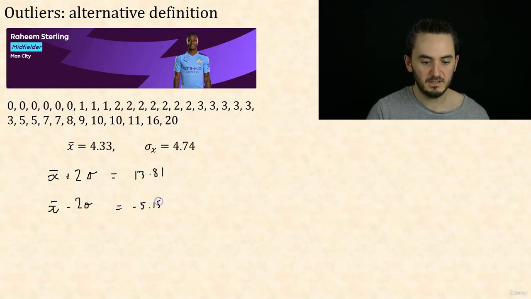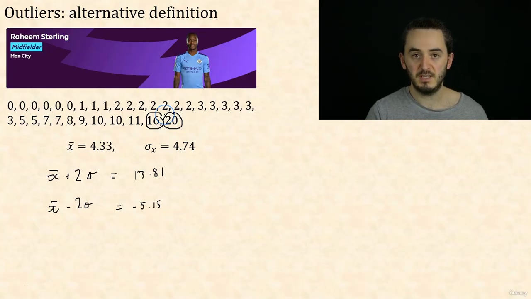Now, obviously, none of the data is negative, so there are no outliers at the bottom end according to this definition. At the top end, we do get 2 outliers: 16 and 20. When we used the quartiles definition, we only got 1 outlier, I think 20, whereas now we get 2 outliers. So it doesn't always give exactly the same outcome.